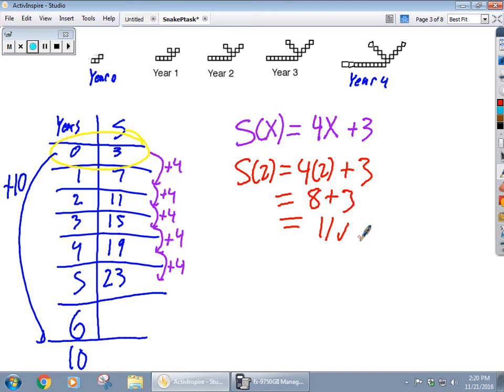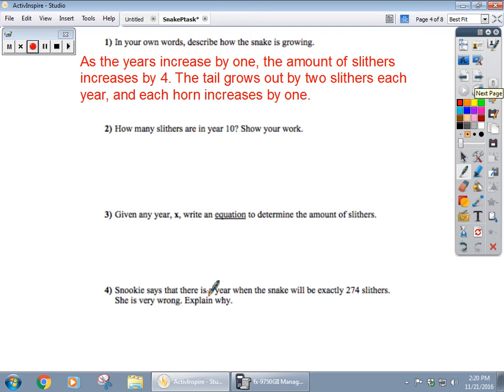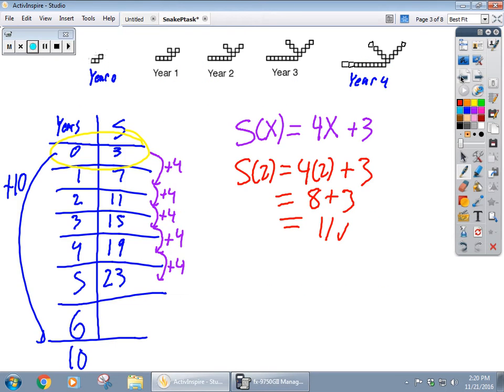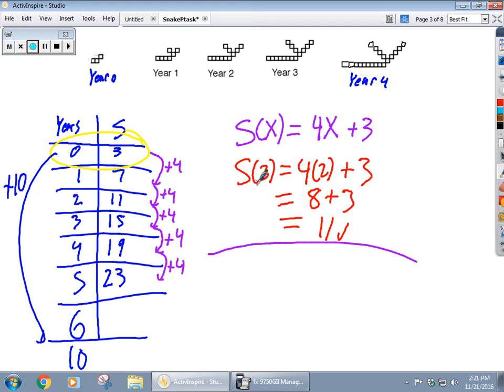So now, using this equation is going to help us as we go to answer a question like 4. It says, Snooki says that there is a year when the snake will be exactly 274 slithers. She's wrong. Explain why she's wrong. There's a couple different ways we could do this. One way is we could guess and check, trying different years to see if we could ever get to 274. That's going to take a little longer than some other methods.